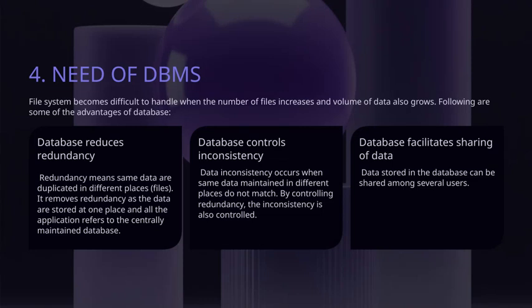When the number of files increases and the volume of data grows, managing them with a traditional file system can become quite challenging. That's where a database management system, or DBMS, really shines. One of its key advantages is that it reduces redundancy. Redundancy means having the same data duplicated across different files, which can lead to inconsistencies and wasted space. A DBMS stores data in one central location, so all applications refer to that single source, making data management much more efficient.